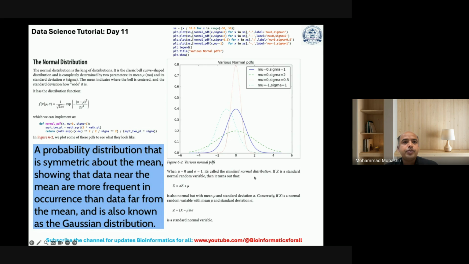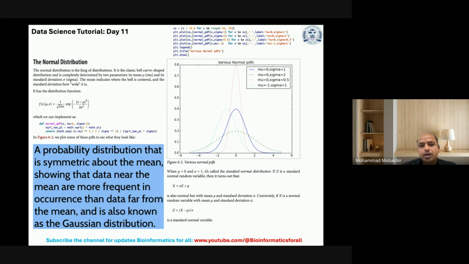Hi, today I'm going to continue from the normal distribution, which I explained in the previous lecture. The normal distribution is the probability distribution that is symmetric about the mean, showing that data near the mean are more frequent in occurrence than data far from the mean. It is also known as the Gaussian distribution.